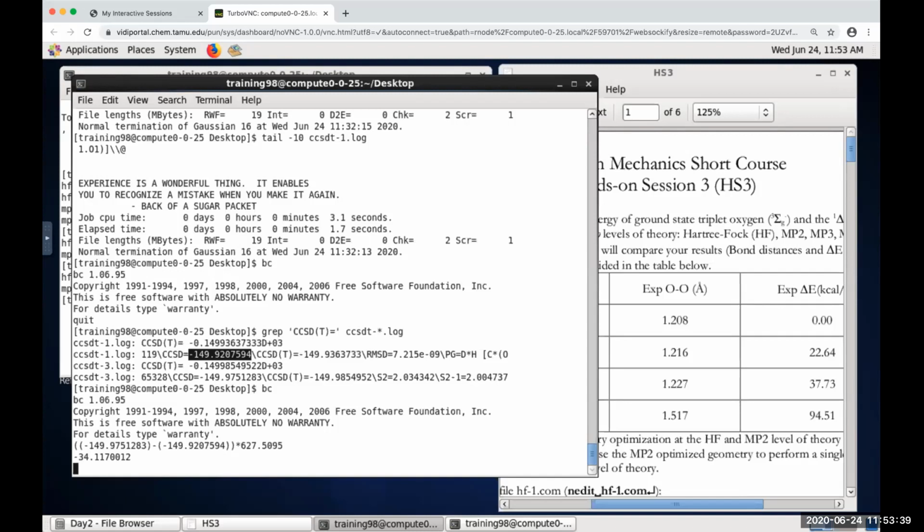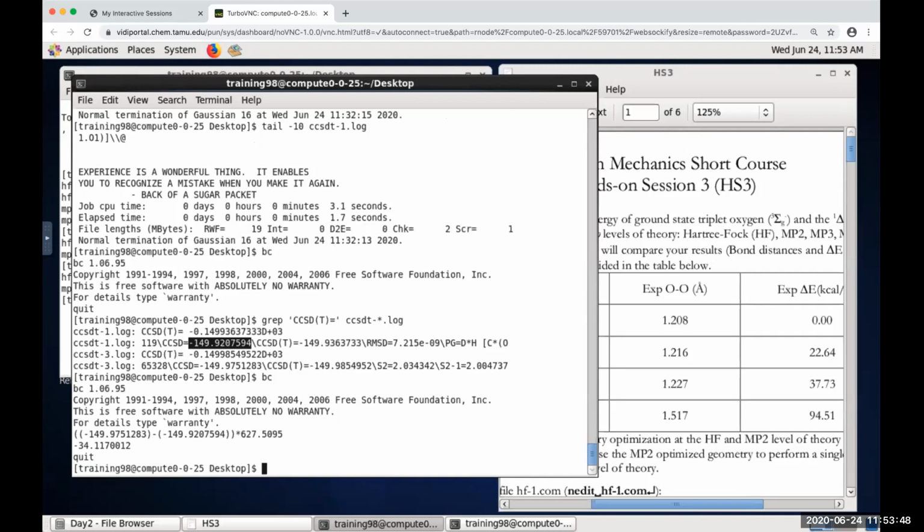So that concludes this hands-on session. I will stay online. If you have any more questions or are still performing calculations and have run into problems, please let me know and I will help you troubleshoot. Otherwise, we will resume again at 2 p.m. this afternoon to talk about density functional theory.